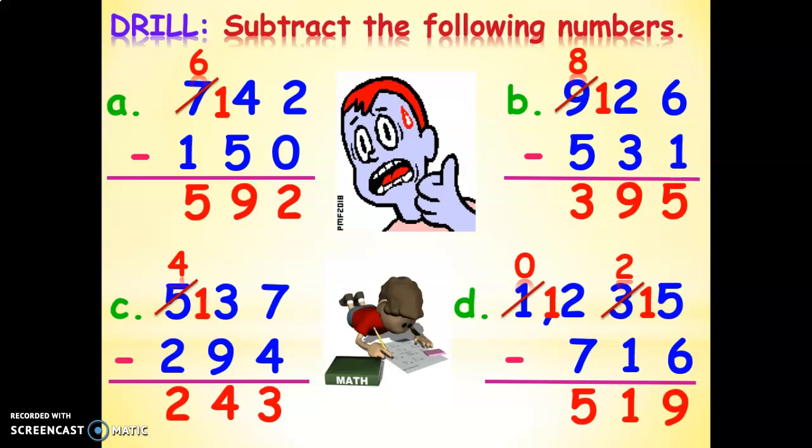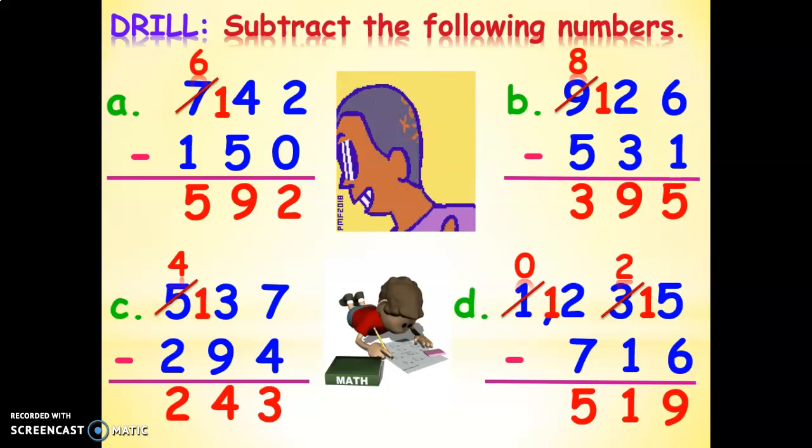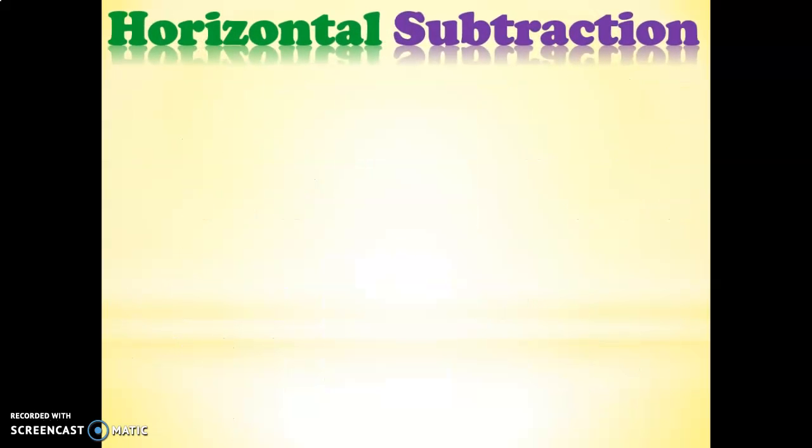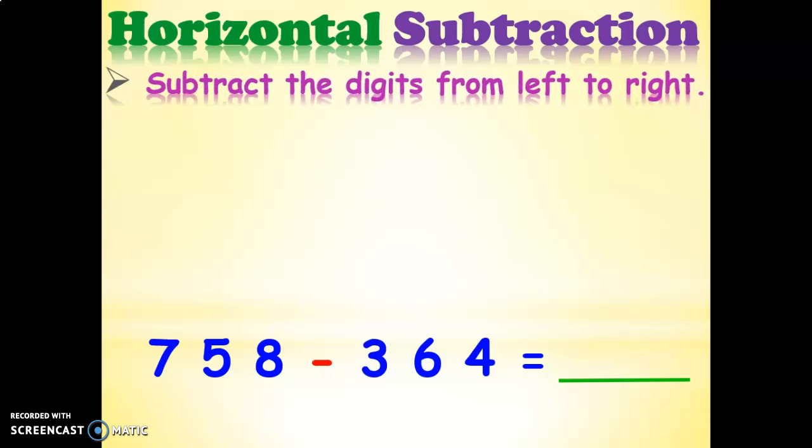I do hope that you were able to get every answer correct for this drill. Let's go on with the last part of our lesson. This is about horizontal subtraction. So for horizontal subtraction, this is our example. It's 758 minus 364. For horizontal subtraction, you have to subtract the digits from left to right.